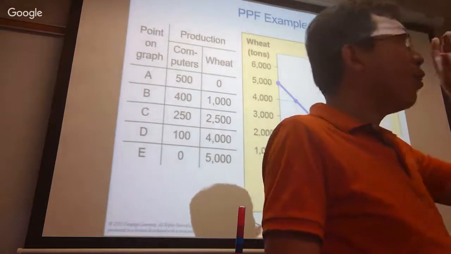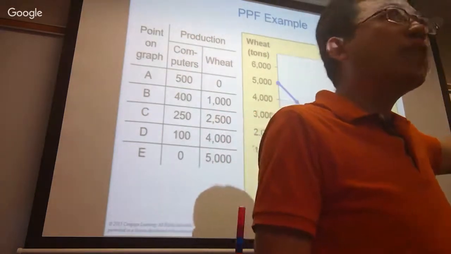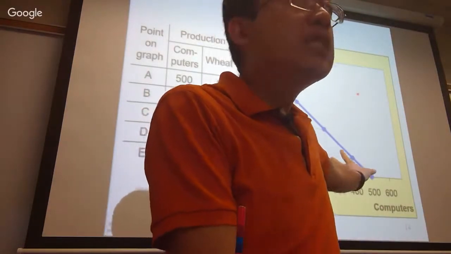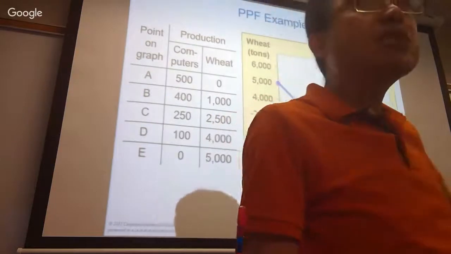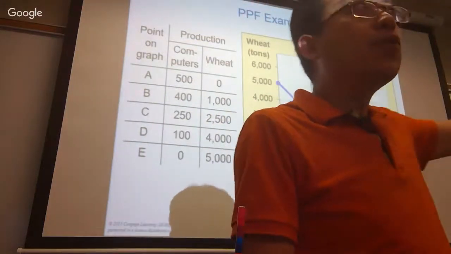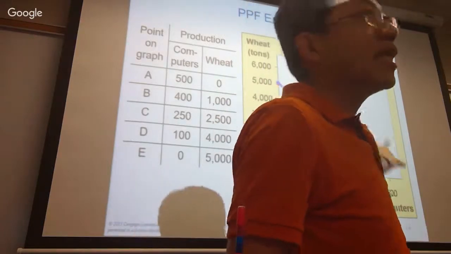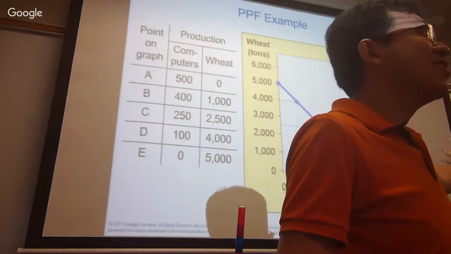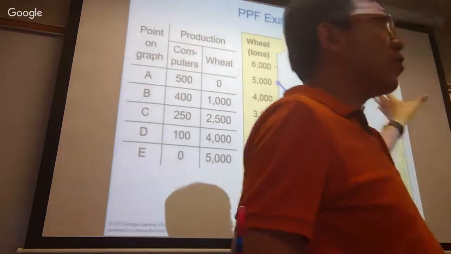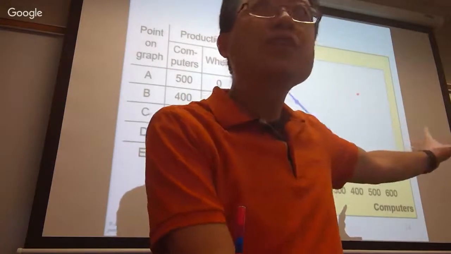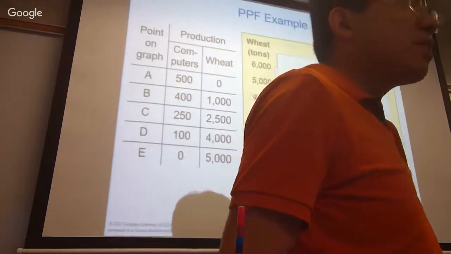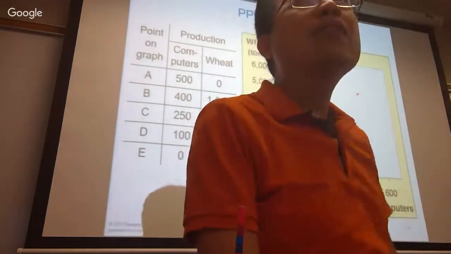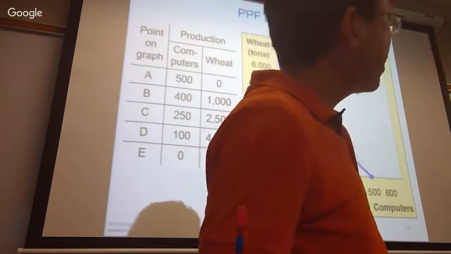So the reason why points outside are called impossible is because we don't have enough resource. The reason why points inside are called inefficient is because we're not using everything we have. We have leftover resource. The reason why points on the line are called efficient is because we're using everything we have. Okay. You got it? Yeah. Kind of. One more time. So outside impossible, inside inefficient, on the line efficient.